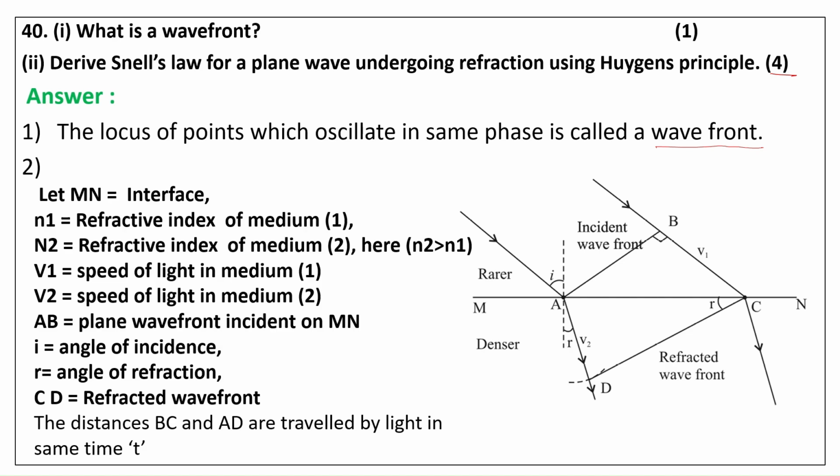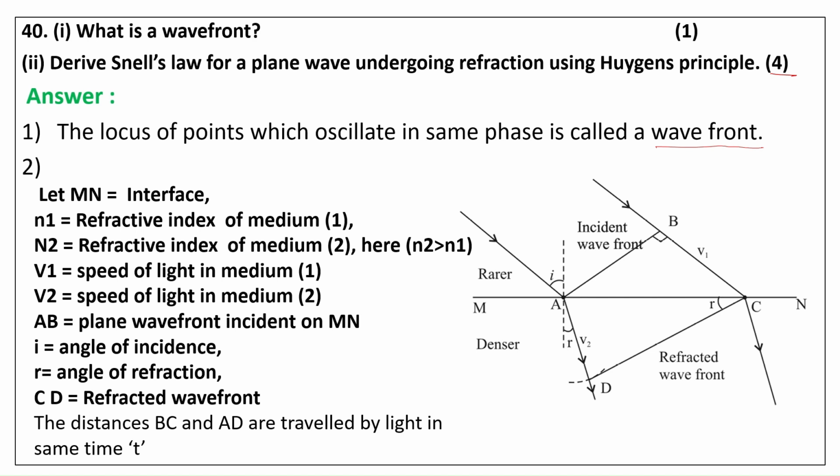Let MN be the interface. N1 is the refractive index of medium 1. N2 is the refractive index of medium 2, here N2 is greater than N1. V1 is the speed of light in medium 1. V2 is the speed of light in medium 2. AB is the plane wavefront incident on MN. i is the angle of incidence. r is the angle of refraction. CD is the refracted wavefront.